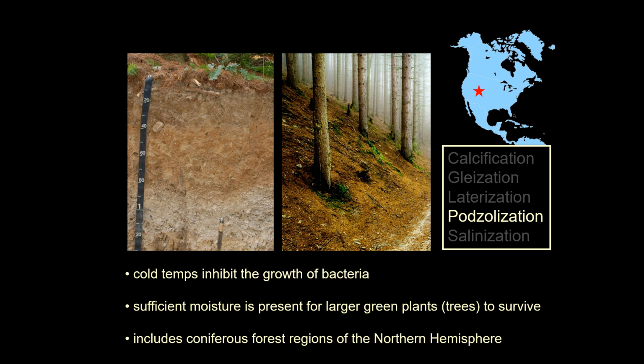Podzolization is something we find in cooler mountainous parts of North America where you might find coniferous forest. We do have sufficient moisture, as I say on the slide, for larger green plants, trees, to be able to do pretty well. But those cooler temperatures inhibit the growth of bacteria that you find in other types of soils. So podzolization in the cooler mountainous climates.